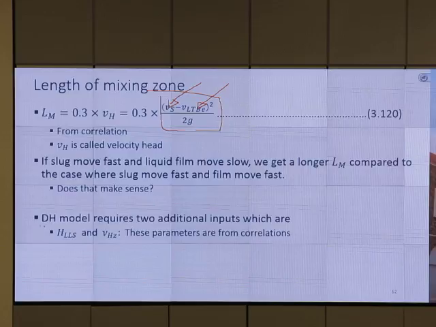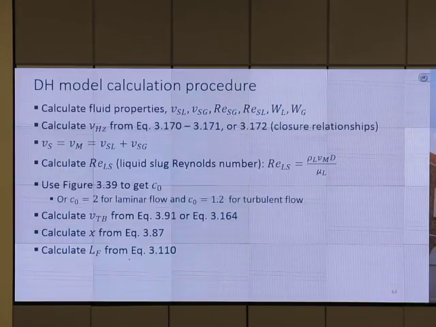A little bit, okay? The model requires two additional input parameters. Dukler-Hubbard requires HLS and slug frequency, nu in Hz, in order to have the model closed. Number of equations the same as number of unknowns.